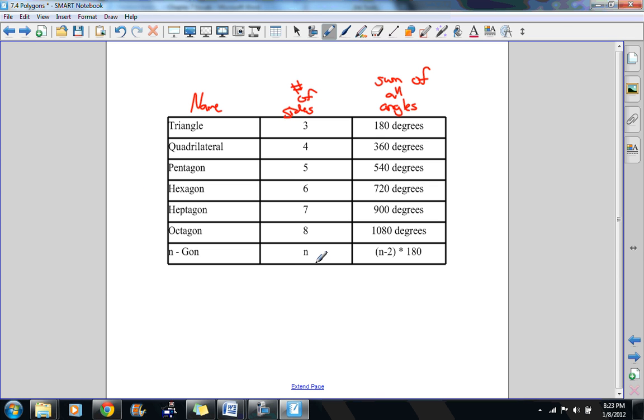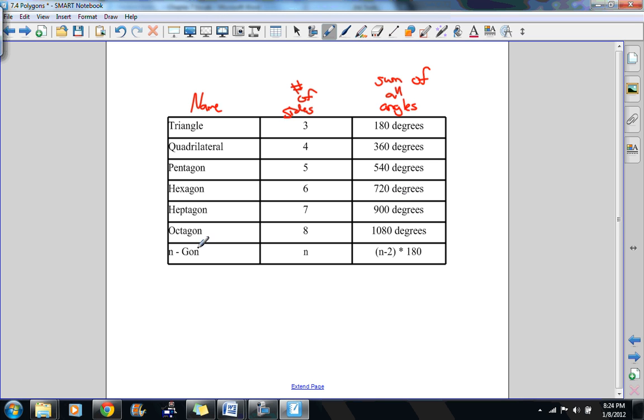Now, I'd like you to pause the video if you need to copy this down, but this is a very, very important table that I'd like you to have in your notes. Okay? A triangle has 3 sides, and the sum of all the angles is 180. We already learned that. But a quadrilateral has 4 sides and adds up to 360. A pentagon has 5, adds up to 540. A hexagon has 6, adds up to 720. A heptagon has 7, adds up to 900. An octagon has 8, adds up to 1080.